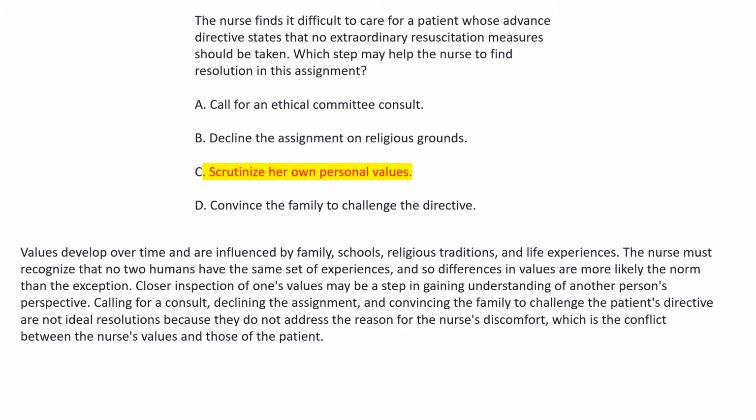Calling for a consult, declining the assignment, and convincing the family to challenge the patient's directive are not ideal resolutions because they do not address the reason for the nurse's discomfort, which is the conflict between the nurse's values and those of the patient.